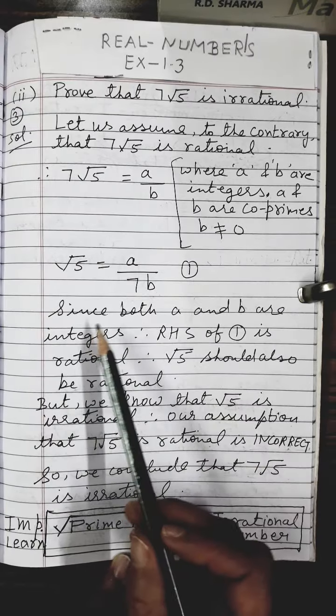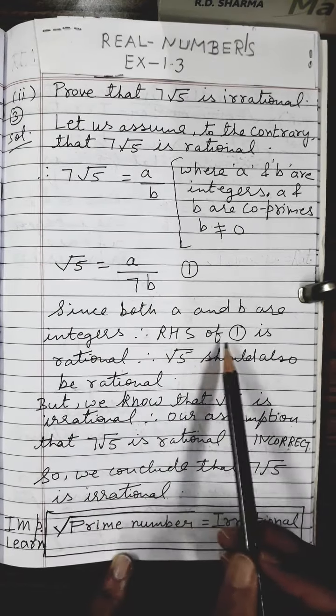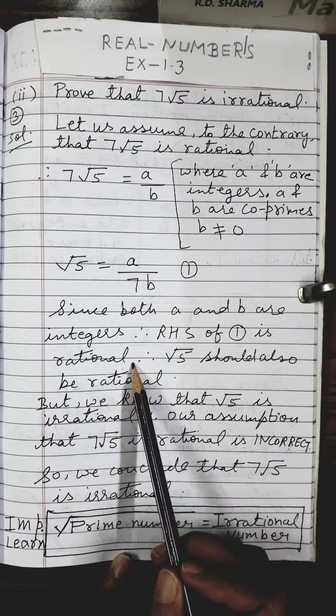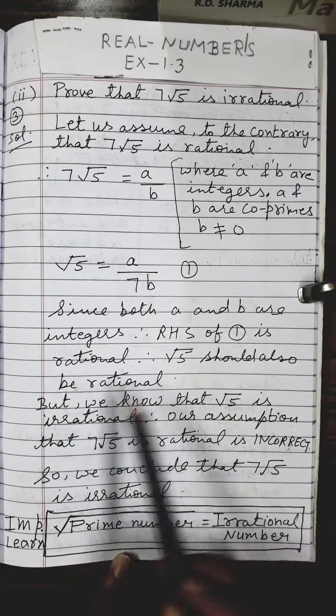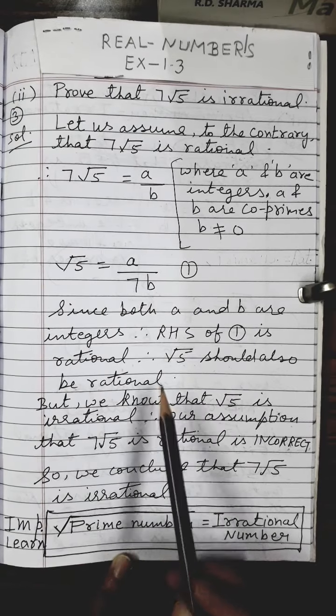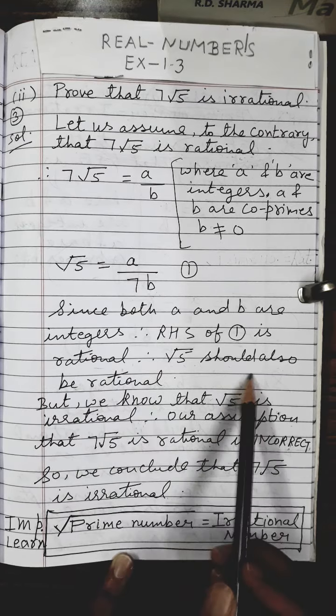So how do I write this? Since both a and b are integers, therefore the right hand side of equation 1 is a rational number. Therefore root 5, which is the left side, should also be a rational number, right? But we know that root 5 is irrational. So what is happening in these two statements?